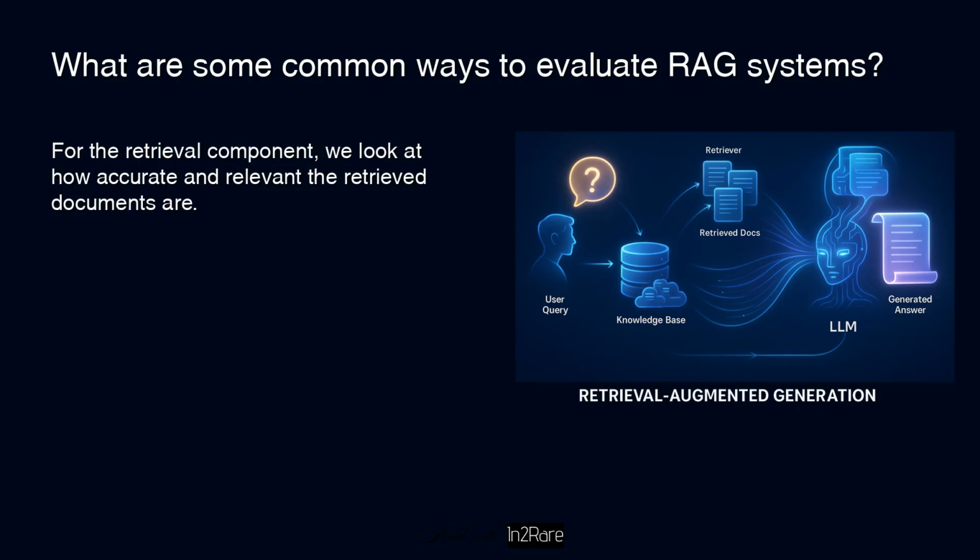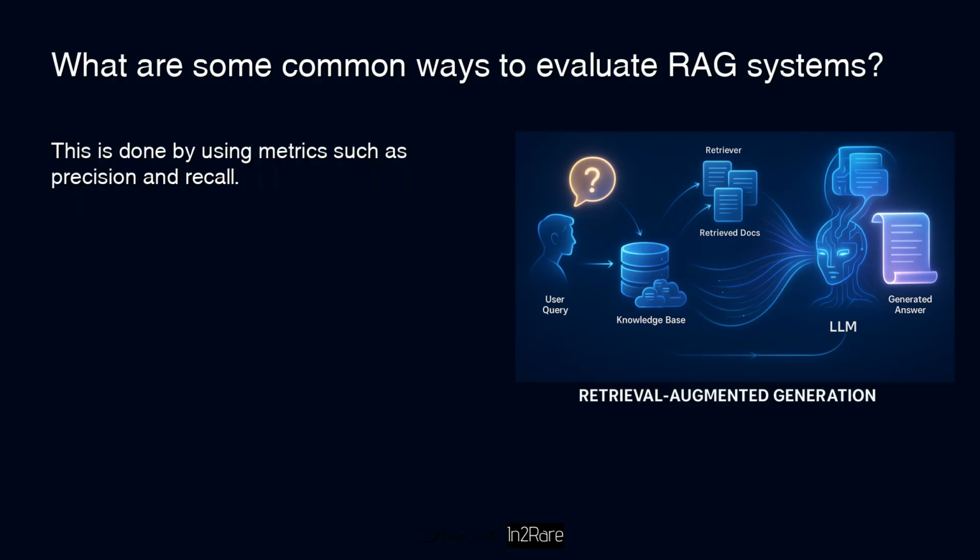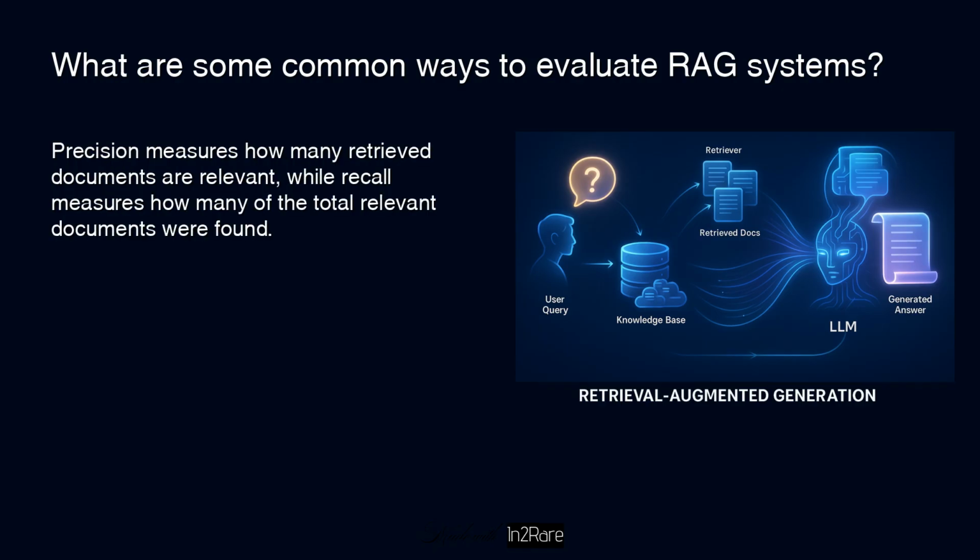For the retrieval component, we look at how accurate and relevant the retrieved documents are. This is done by using metrics such as precision and recall. Precision measures how many retrieved documents are relevant, while recall measures how many of the total relevant documents were found.